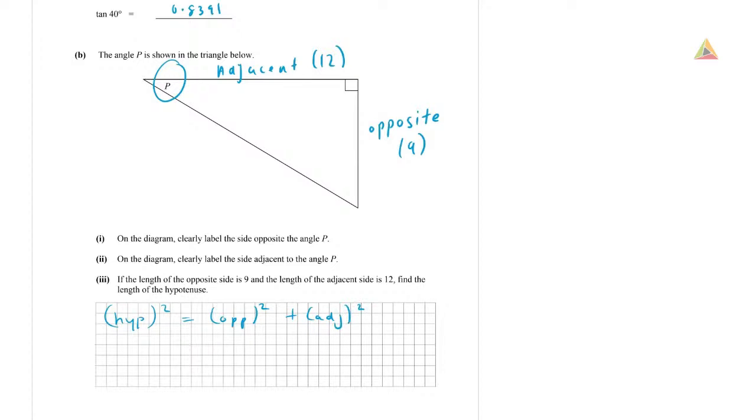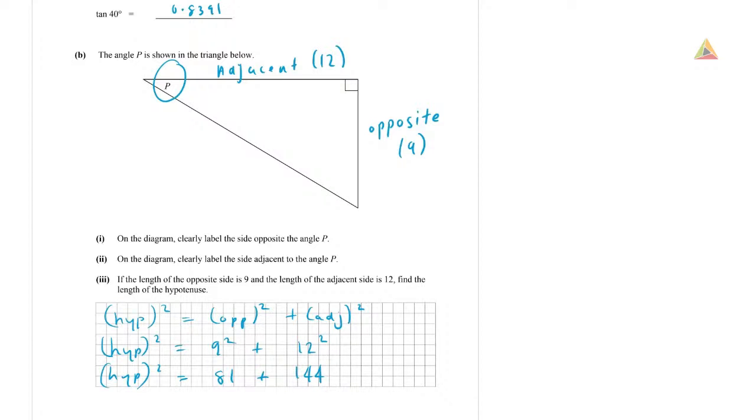Now, if we look at that triangle, we don't have what the hypotenuse is. That's what we're looking for. So the hypotenuse squared equals the opposite squared. So that's going to be 9 squared plus the adjacent squared, which is 12 squared. So the hypotenuse squared equals, so 9 squared is 81 plus 12 squared, which is 144.